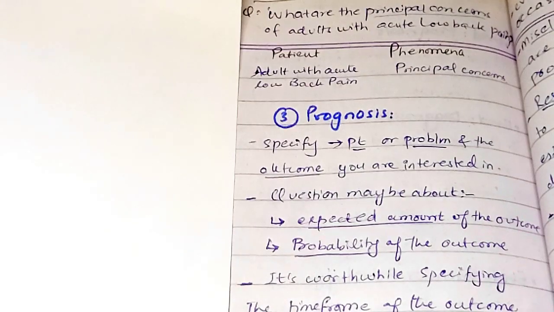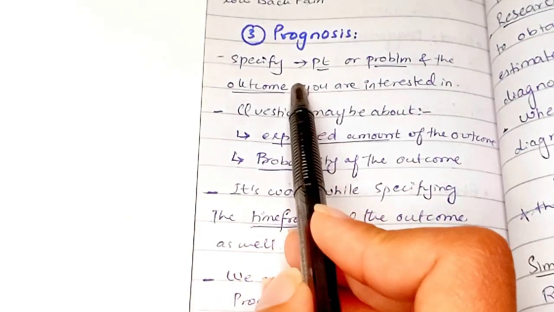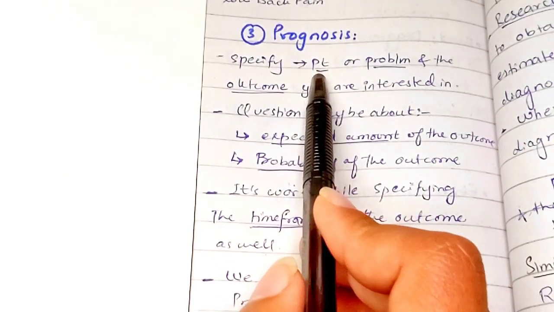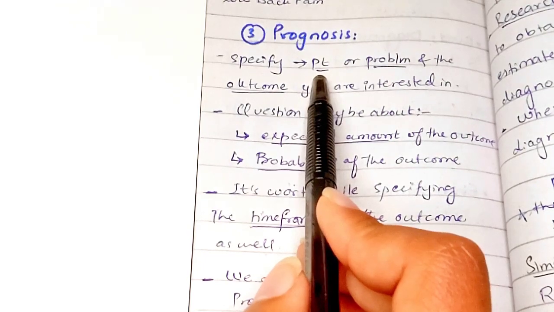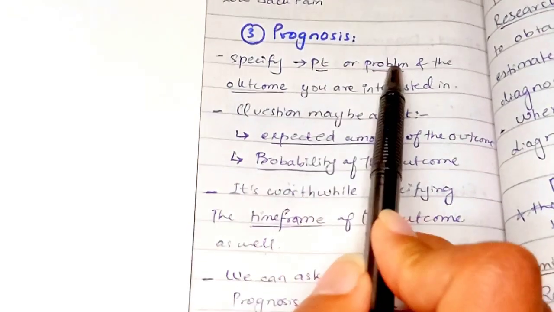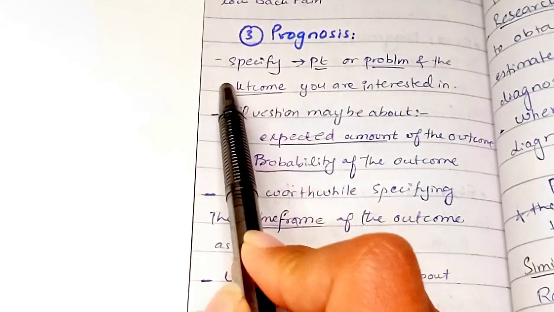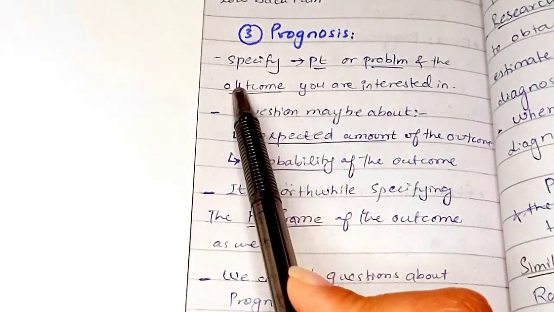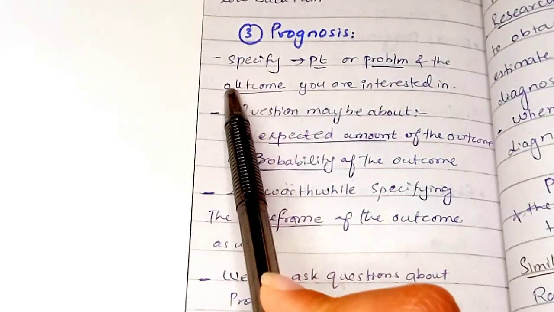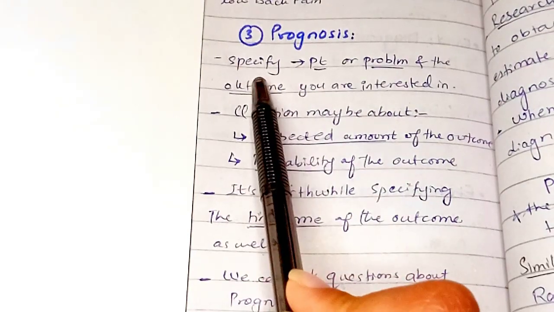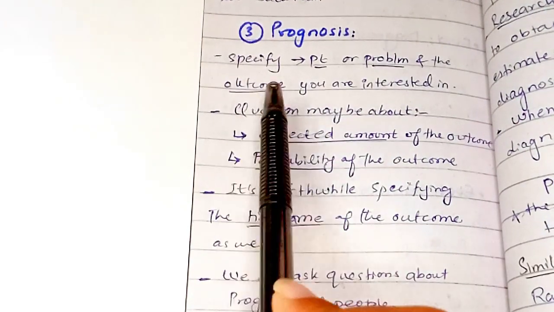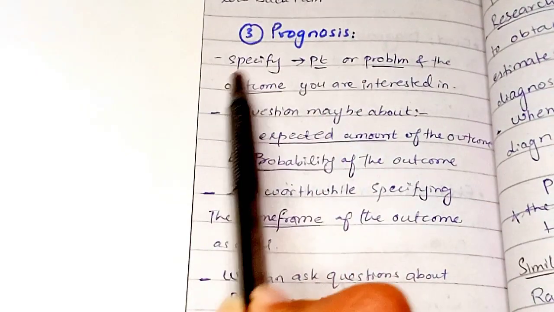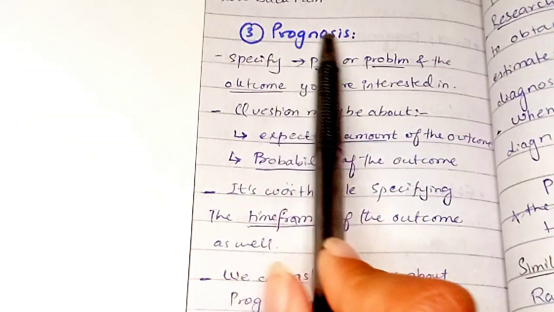Then we have prognosis. When you are designing or structuring a question for the prognosis, you should specify the patient, that is, the age of the patient or the specific characteristics of the patient as we have discussed, or the problem of the patient, and you should also mention the outcome you are interested in. Because in a prognosis, you are going to look at when you are going to achieve that outcome, how much is the probability of that outcome to be achieved, or what is going to be the expected amount of the outcome that is going to result from that intervention. So the outcome is very important in the types of questions related to prognosis.